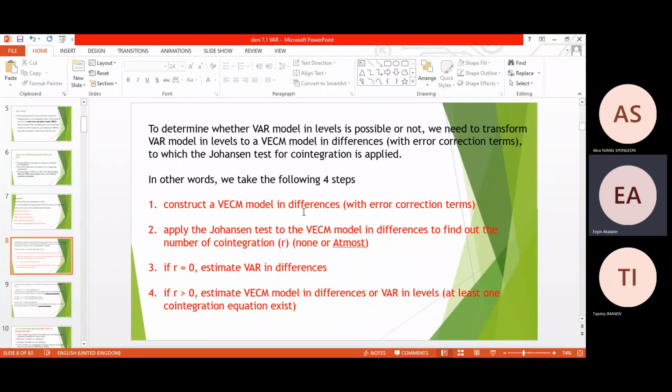And as you know, none and at most are the subjects. If R, which we are talking about as none or at most 0, estimate VAR in differences. And if R is higher than 0, estimate the vector error correction model in differences, or VAR in levels; at least one co-integration equation must exist.